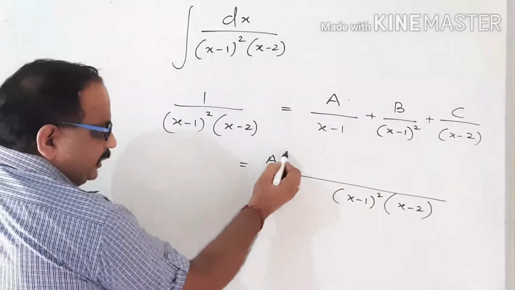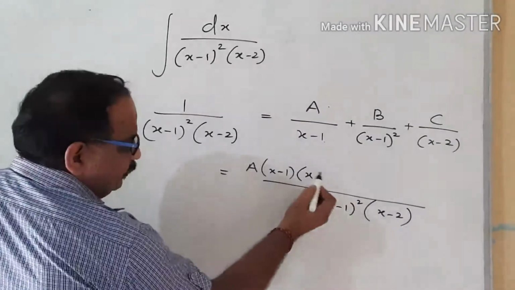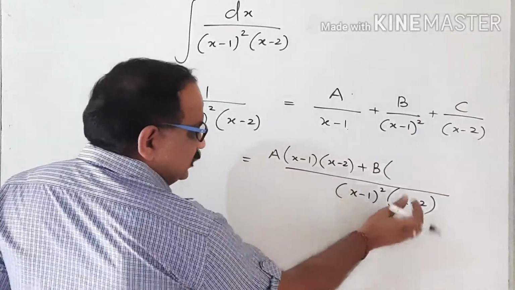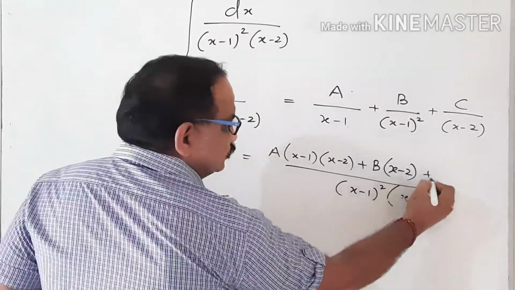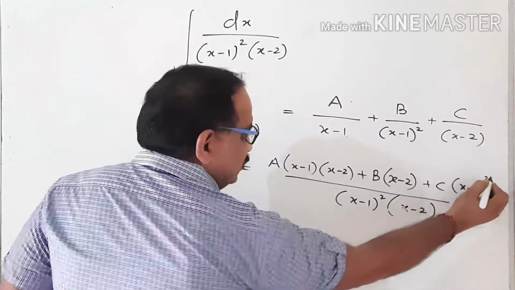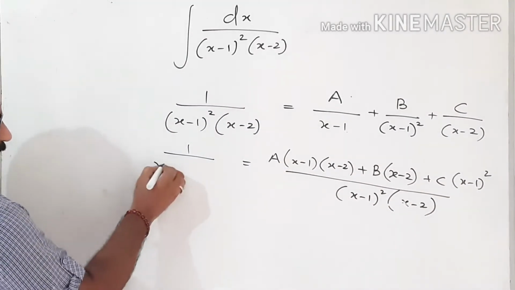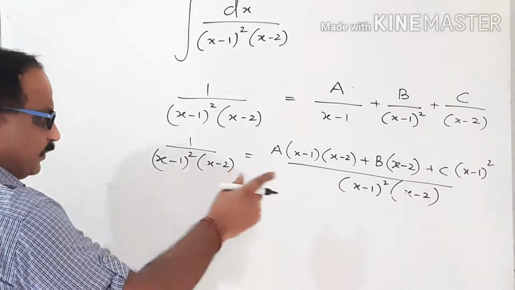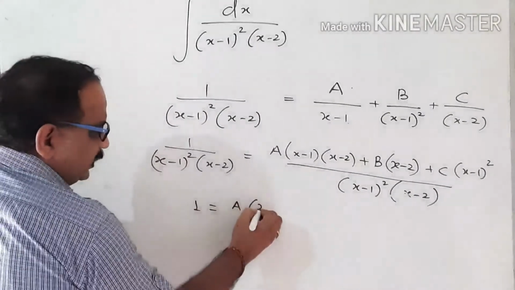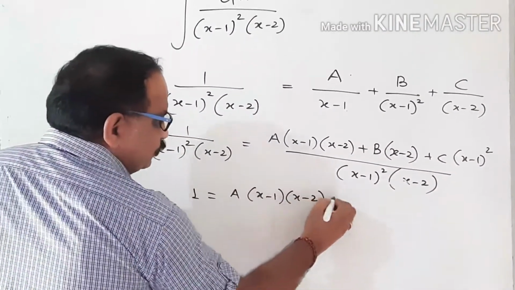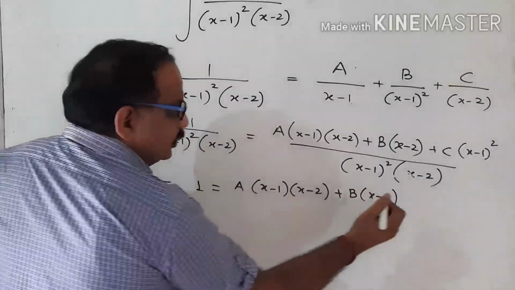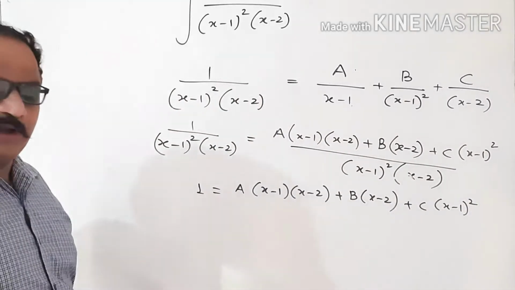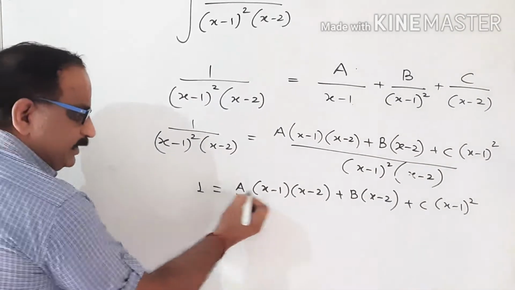Now here is a, and we have to write x minus 1 and one more factor x minus 2, plus b, and in place of that we have to write x minus 2, and plus c, here is (x minus 1) whole square. In the left hand side it is 1 upon (x minus 1) whole square (x minus 2). Now we have to compare both sides. There is 1 equals a(x minus 1)(x minus 2) plus b(x minus 2) plus c(x minus 1) whole square. Again it creates an identity, and our job is to find the values of a, b and c.